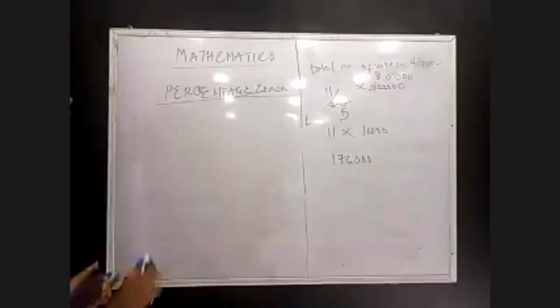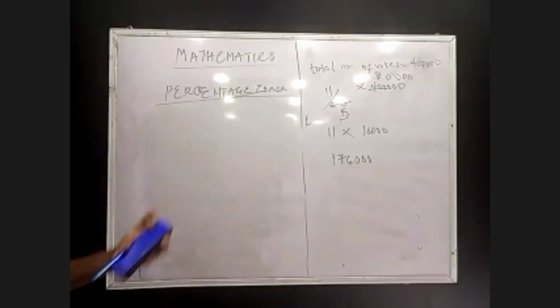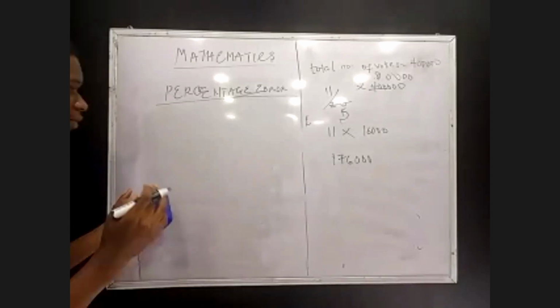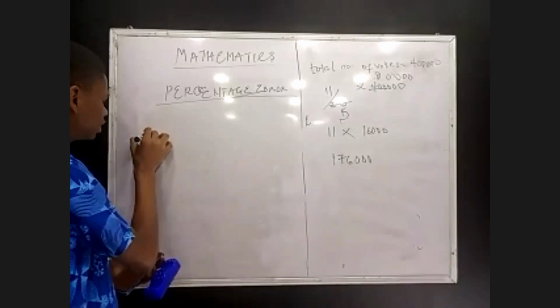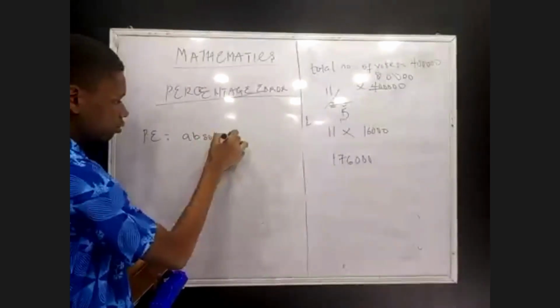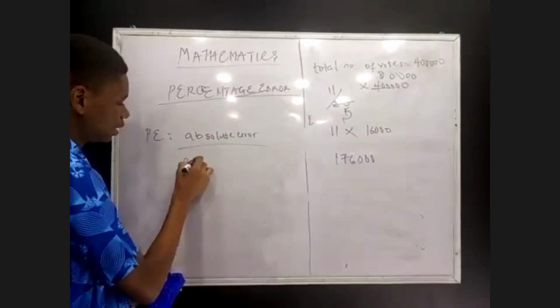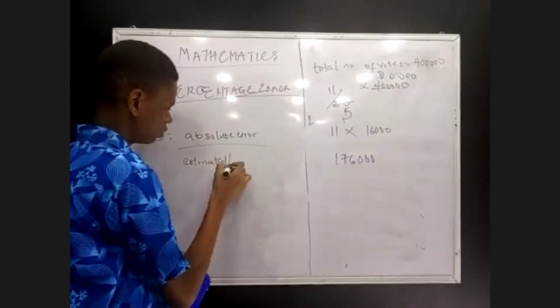All right. So when we're talking about percentage error, don't forget I said all these classes will be based on calculations and formulas. So the formula for percentage error will be equal to absolute error over estimated or expected value.